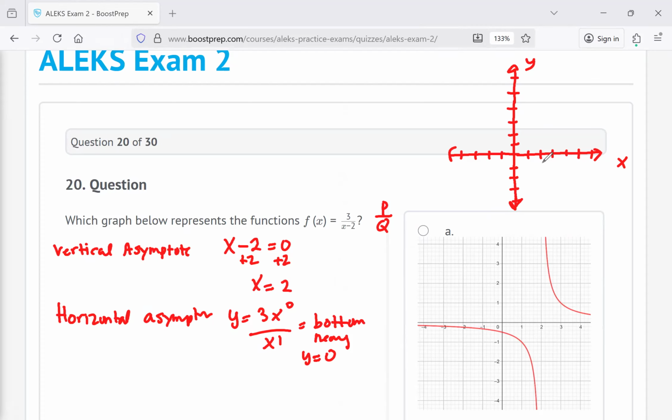Okay, so my vertical asymptote is 2. Here's 2. Draw like a vertical dashed line like that. And then my horizontal asymptote is y equals 0. Let me use a different color. So y equals 0 is right here.